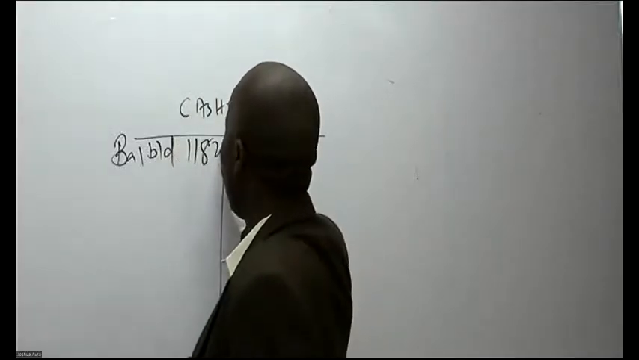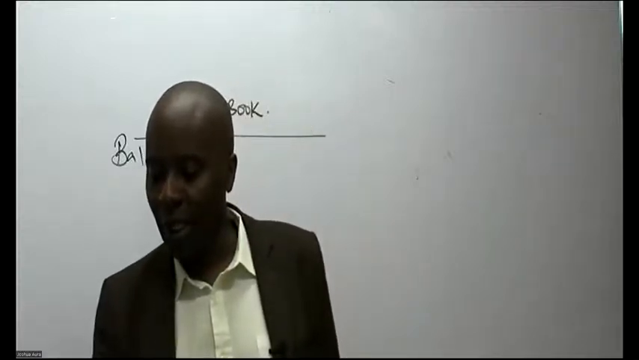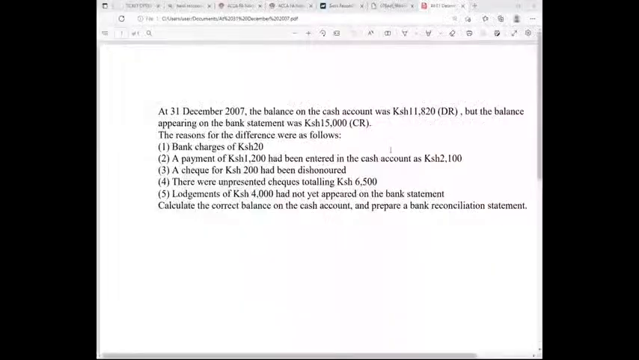11,820. Great. Now, from there, we are told the next thing is that we had some bank balance. The balance appearing on the bank statement, which will come later, was 15,000. So you can see there's a discrepancy between the two. The reasons for the difference were as follows, and this figure I'll pick later.